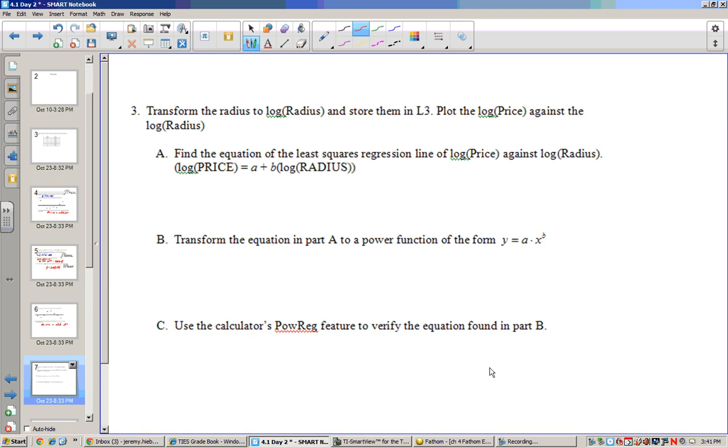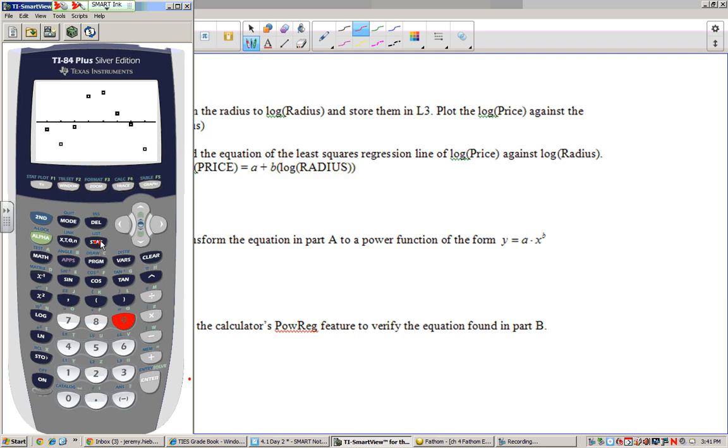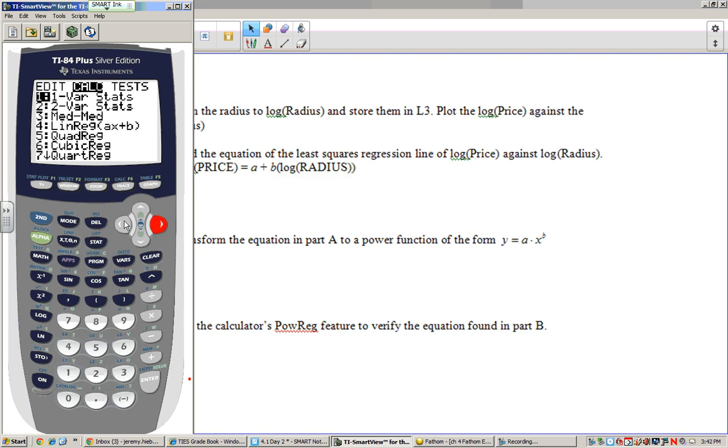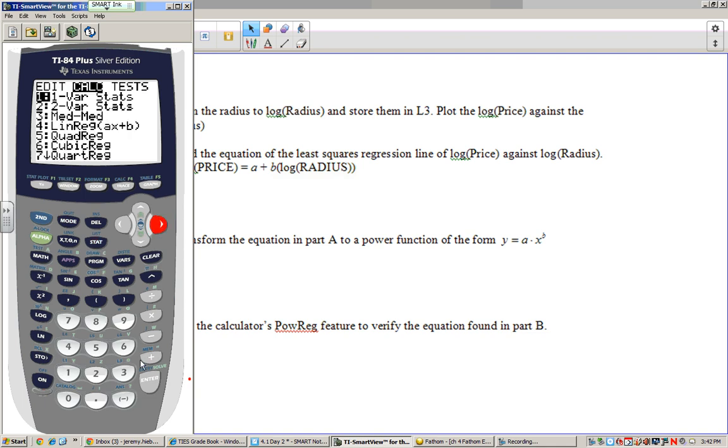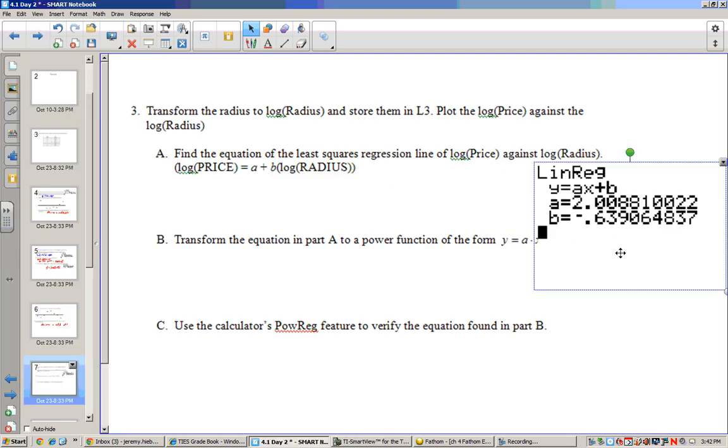All right, so let's do this again. Now let's look at logging both sides of the equation. So now I'm going to go into my stat plot, and I'm going to edit this. My L3 now I'm going to turn to log of L1. And now I'm going to do a linear regression with L3 and L4. So we're doing a linear regression with just our logs. All right, now we have an equation like this.